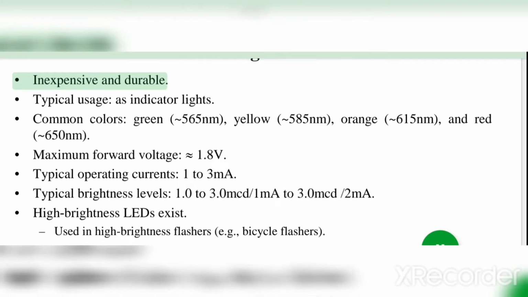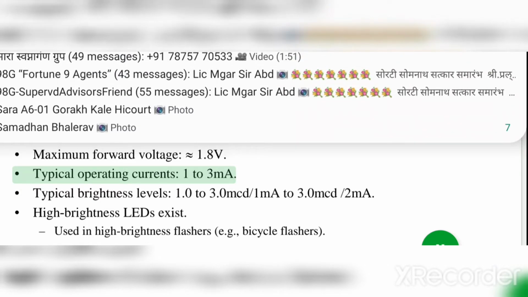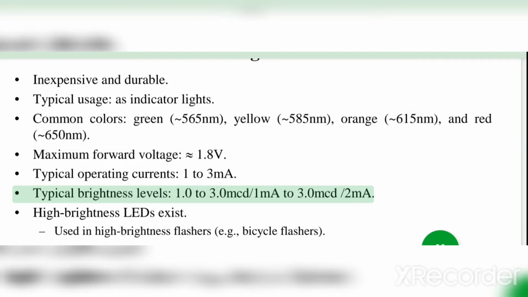Visible light LED, inexpensive and durable. Typical usage as indicator lights. Common colors: green 565 nanometers, yellow 585 nanometers, orange 615 nanometers, and red 650 nanometers. Maximum forward voltage 1.8 V. Typical operating currents 1 to 3 milliamperes. Typical brightness levels 1.0 to 3.0 mcd at 1 milliampere to 3.0 mcd at 2 milliamperes.